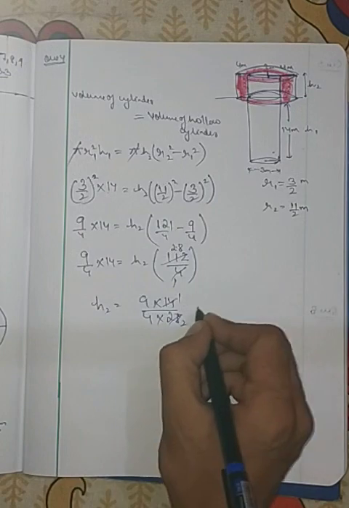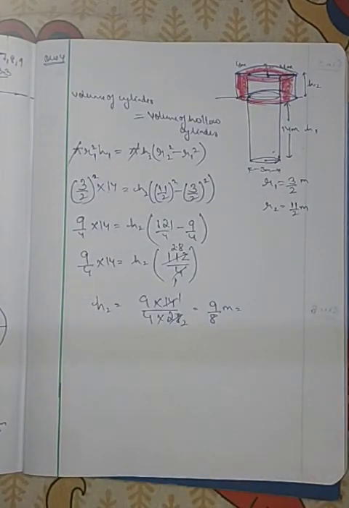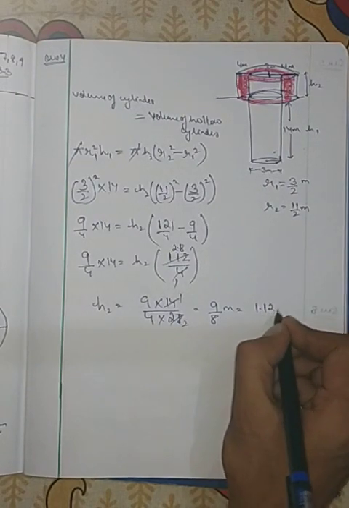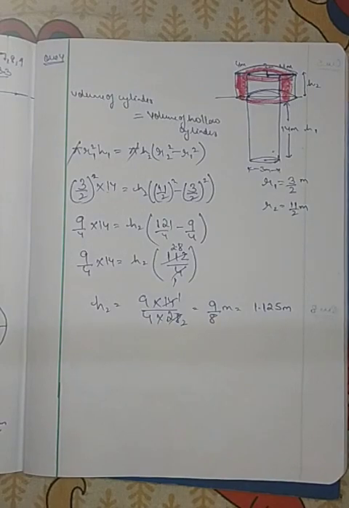14 ones are 14, 14 twos are 28. So the answer is 9 upon 8 meters, or we can say 1.125 meters. So this was question number 4. This question I think all of you must have done in your previous class as well. Now coming to question number 5. What does question number 5 say?